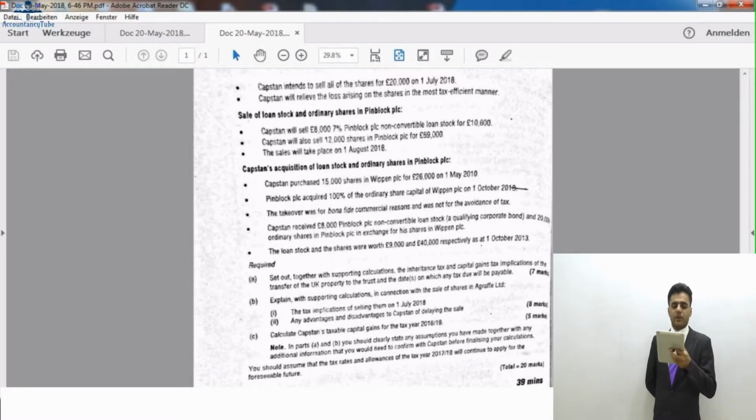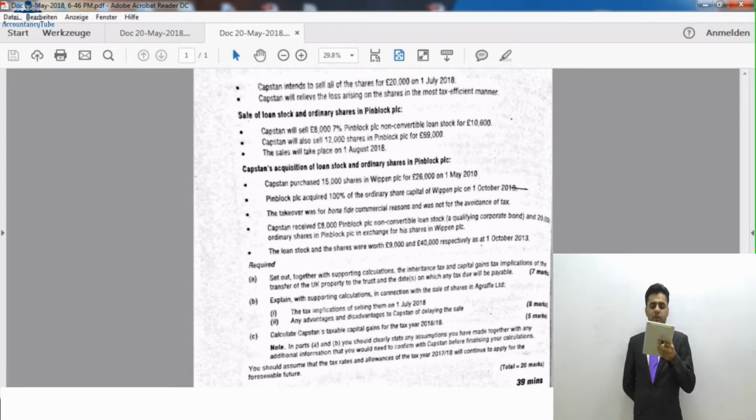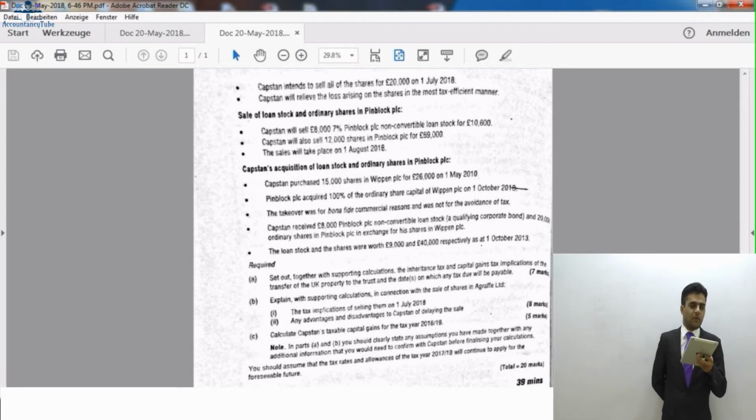Right, so Capstan. If you read the requirement, we are doing part B of this question and part C. So let's read part B. Explain with supporting calculations in connection with the sale of shares in Agrif Limited. So we have to explain, we have to write a commentary with supporting calculations. If there are any calculations, we need to do that as well. In connection with the sale of shares in Agrif Limited. So we are selling the shares in Agrif Limited, so we have to make some explanations and we'll do some calculations as well.